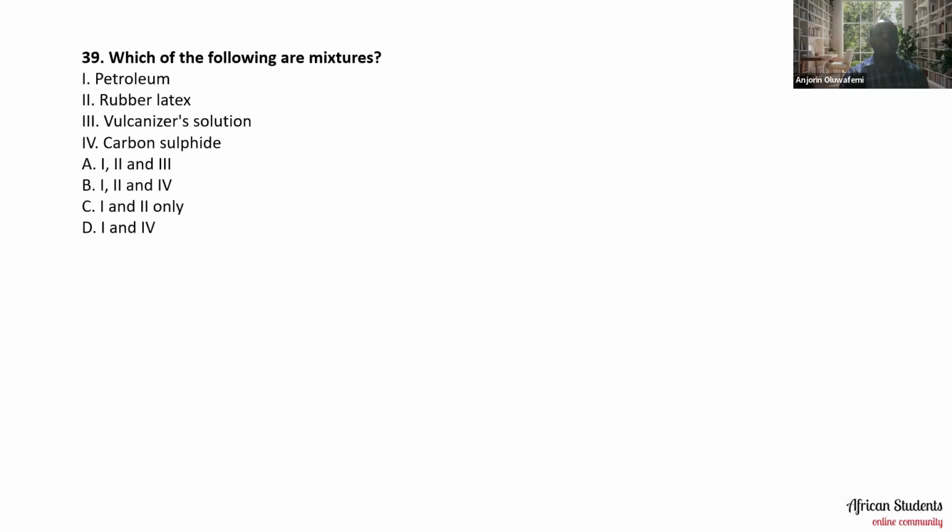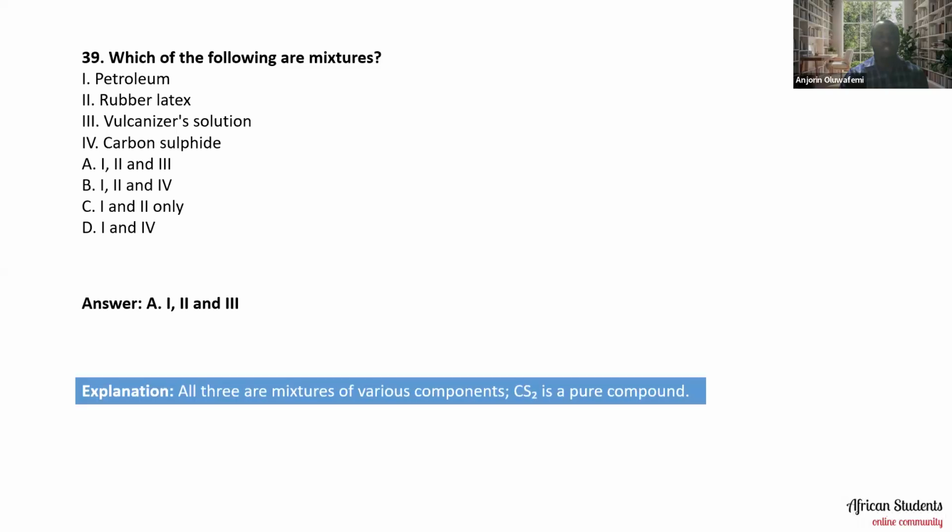Okay, which of the following are mixtures? 1. Petroleum, 2. rubber latex, 3. vulcanizing solution, 4. carbon disulfide. So you tell me which of these options. Is it option A, option B, option C, or option D, in that order? Now the answer is A, which is 1, 2, and 3. So these ones are the mixtures. That's petroleum, rubber latex is a mixture, and vulcanizing solution is also a mixture. So the answer there is that all three are mixtures of various components. Carbon disulfide, on the other hand, is a pure compound. So that makes it a bit different from the three other options that we have there.